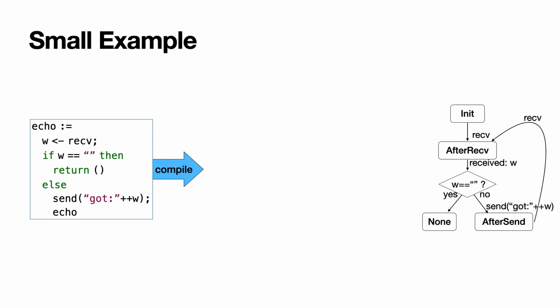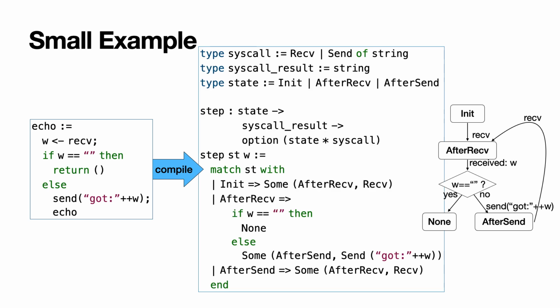We have a state for each system call, receive and send in this case, and we can realize this diagram as this code. We have a step function. It takes the current state and the result of the previous system call. It returns none if the next state is the final state. Otherwise, it returns the pair of the next state and the system call to run at this point.